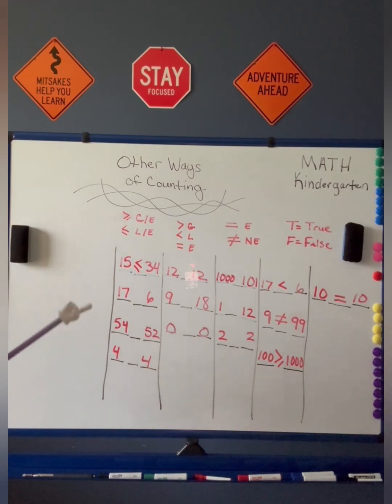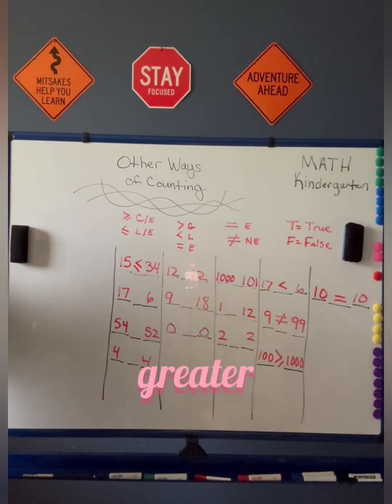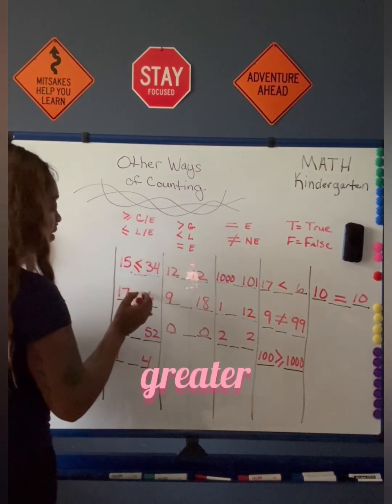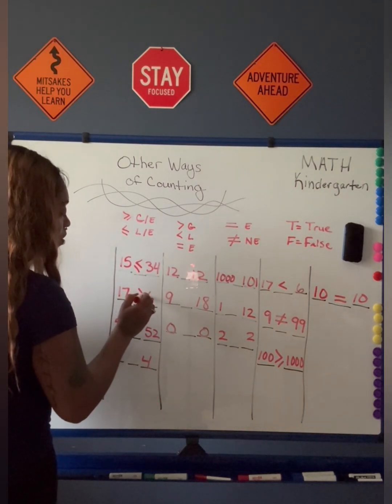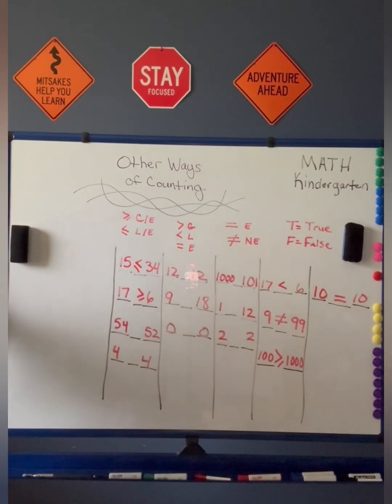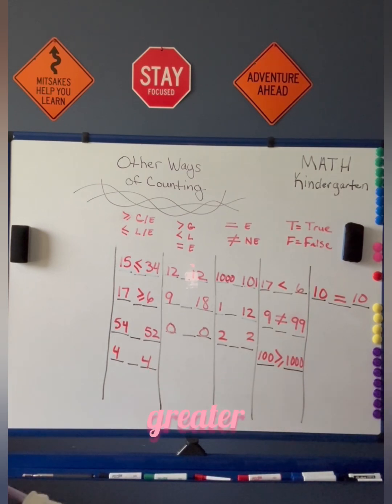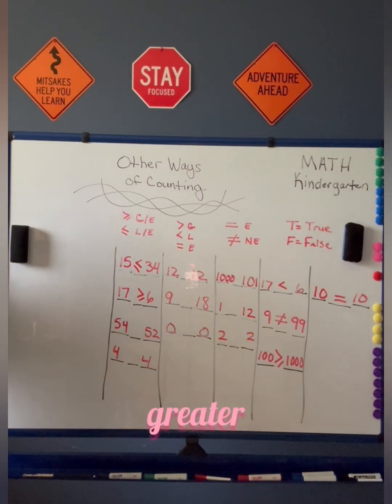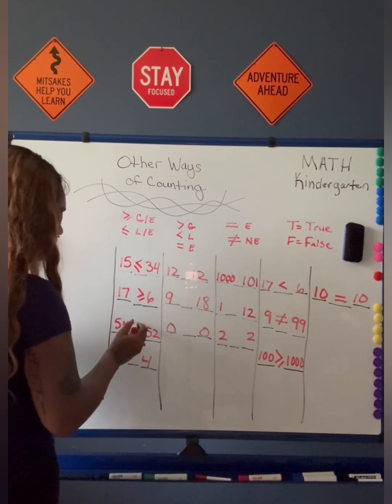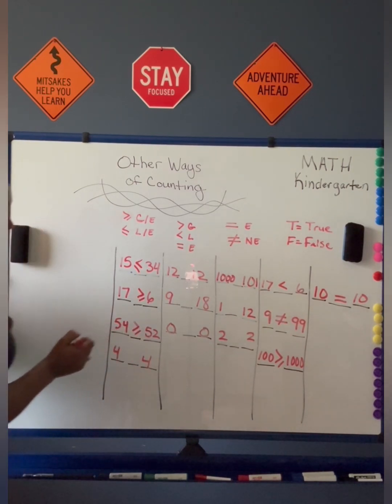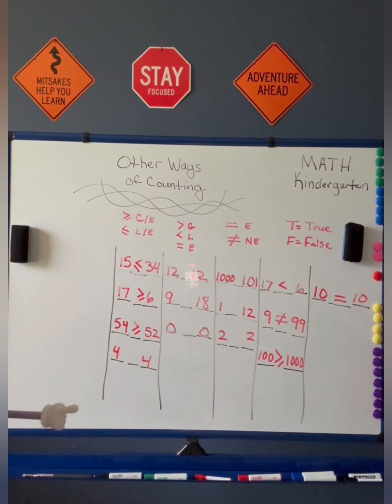17 and 6. Is 17 less than or equal to or greater than or equal to 6? If you said greater than or equal to, that is correct. 17 is greater than 6, so that is greater than or equal to. 54, is that greater than or equal to 52 or less than or equal to 52? If you said greater than, you are absolutely correct. 54 is greater than or equal to 52. It is greater than 52, so greater than or equal to.